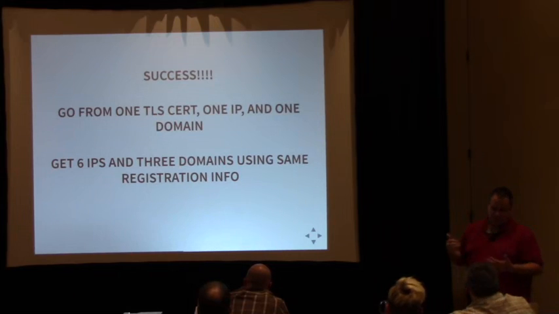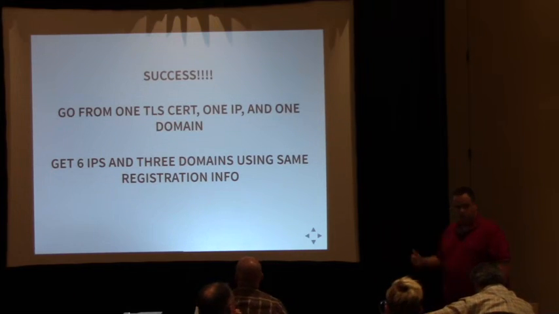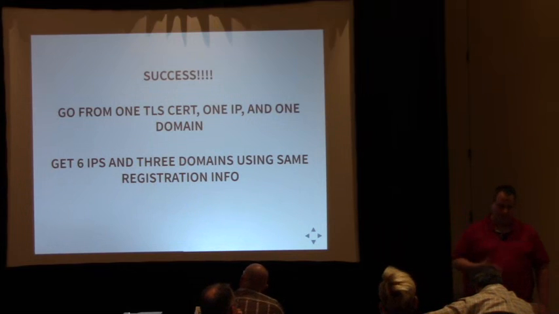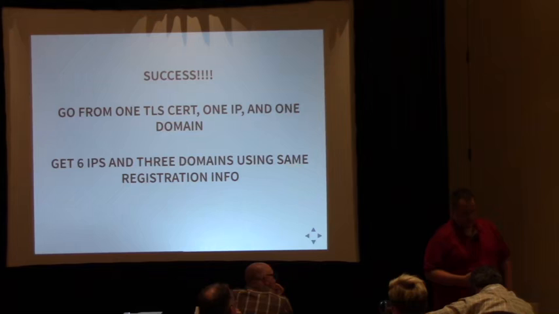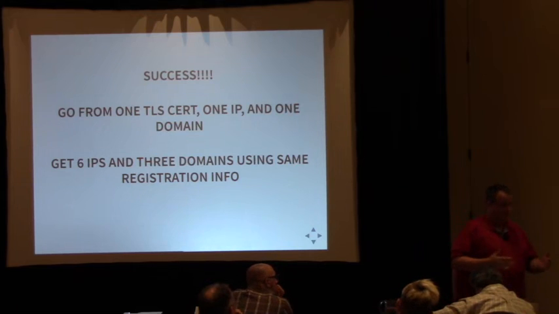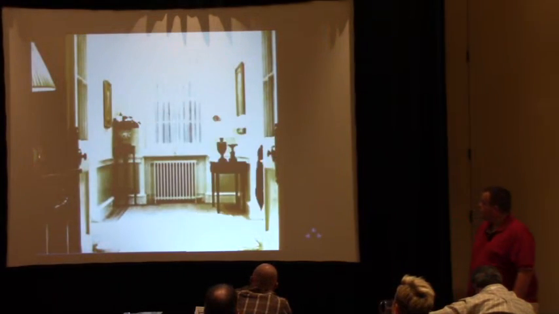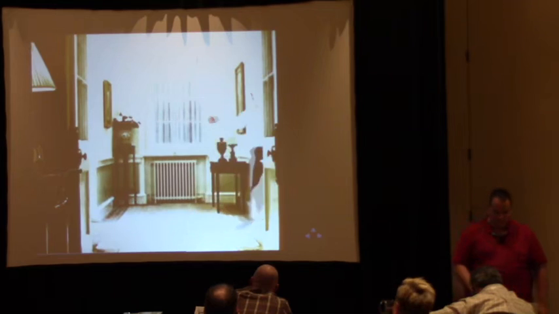So for me, this was a success. Again, we've gone from 1 IP, 1 domain, 1 TLS certificate, to 6 IPs, 3 domains. And using some basic registration info, we were able to do some pivoting. Pretty sure this is what we did when we figured this out, just not as smooth as that.